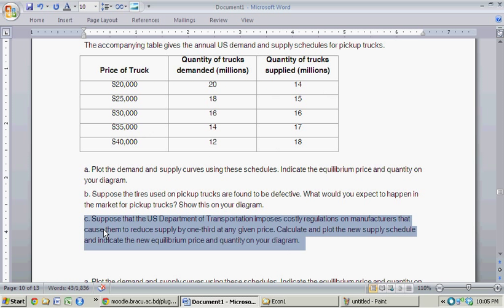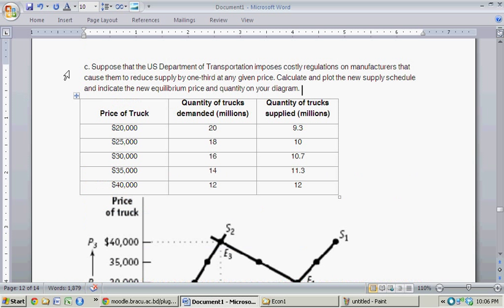Okay, part C asks, suppose that the U.S. Department of Transportation imposes costly regulations on manufacturers that cause them to reduce supply by 1/3 at every given price. Calculate and plot the new supply schedule and indicate the new equilibrium price and quantity in your diagram. Just one moment to do that.